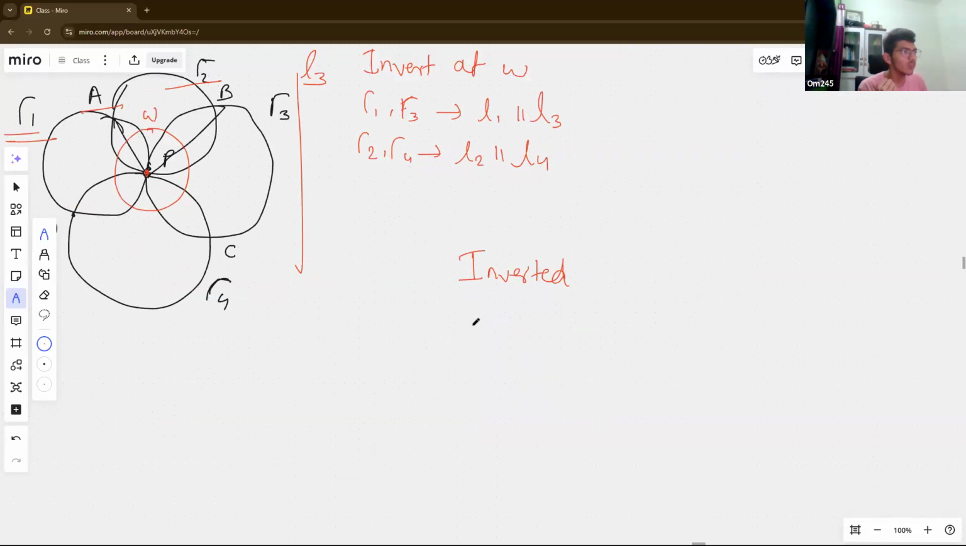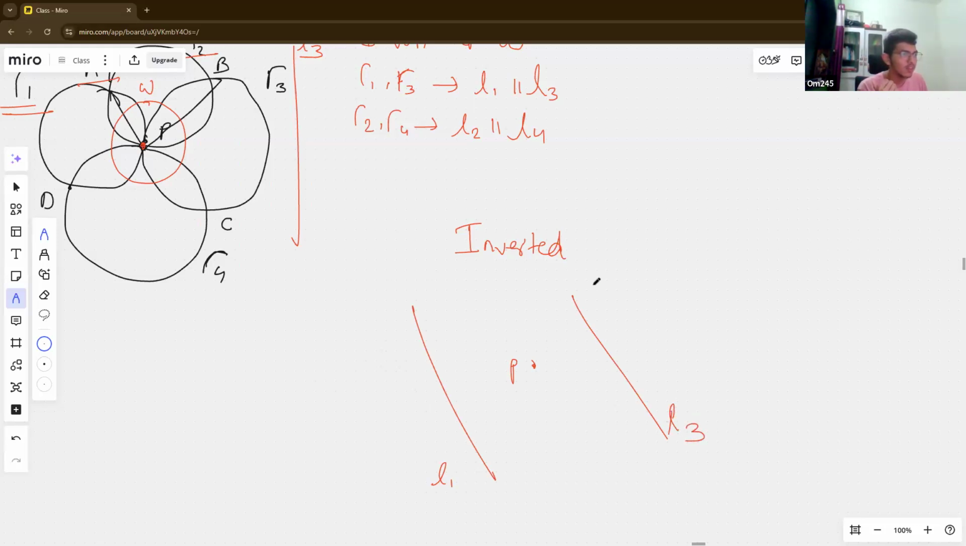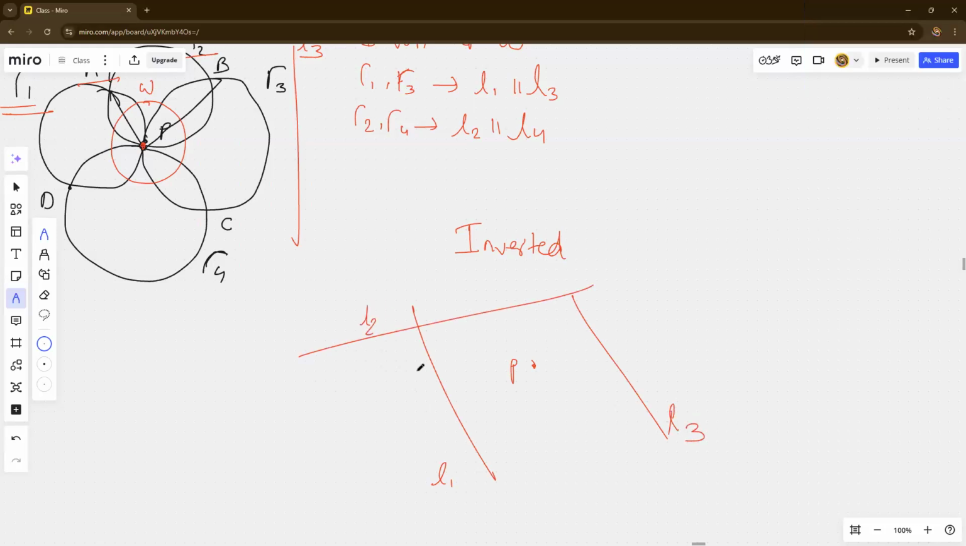And after inversion, what will we have? We will have some L1, L2. So consider this point P. This is L1, this is L3. Sorry, this will be L2. Just confirm it, these lines will be the radical axis of the circles, right?